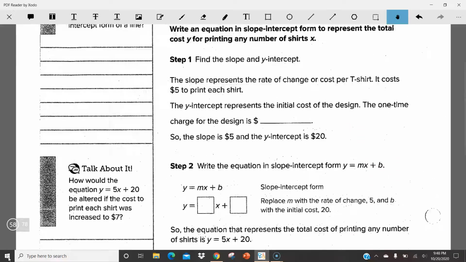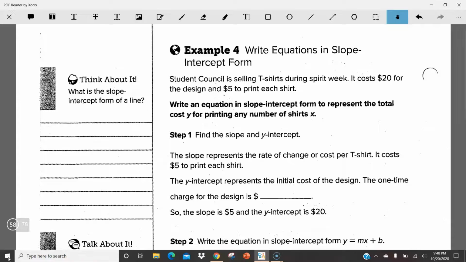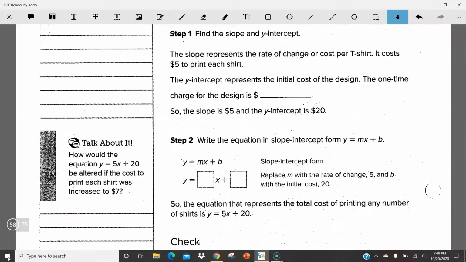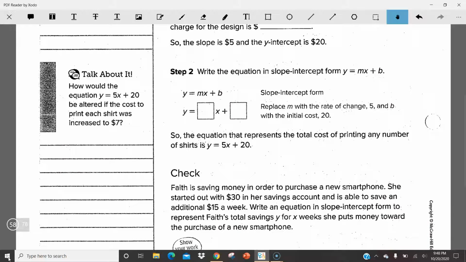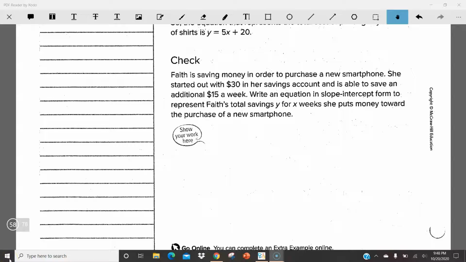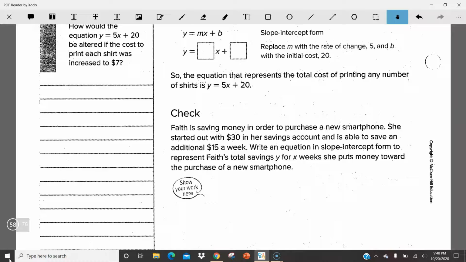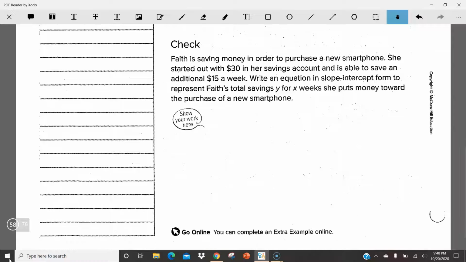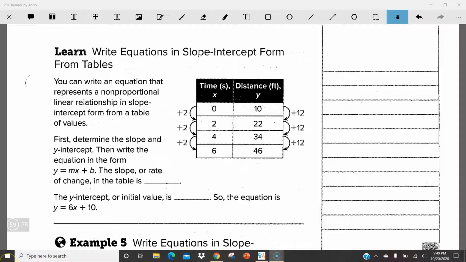Okay. All right, go ahead and do example number 4 on your own, please. I'll wait for you. And hopefully you did example number 4, and hopefully you got the right answer, y equals 5x plus 20. Now do the check. And I'll be checking to see if you did the check and the other example.